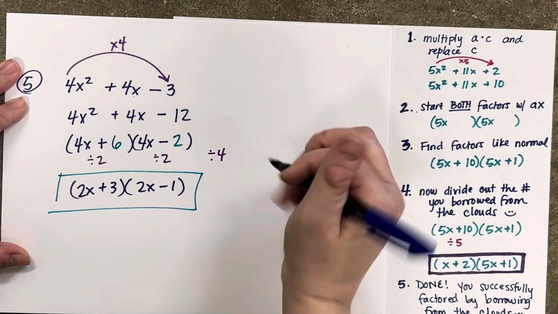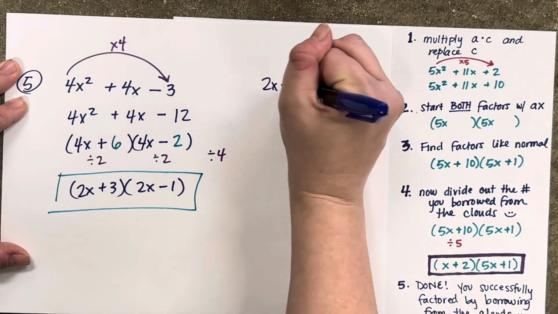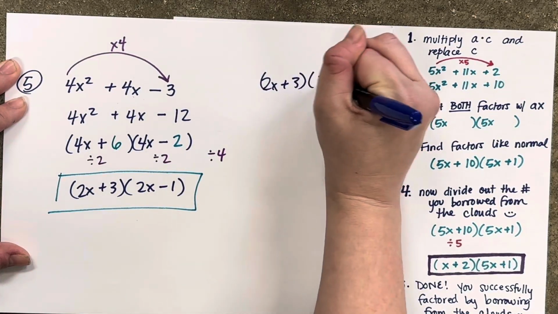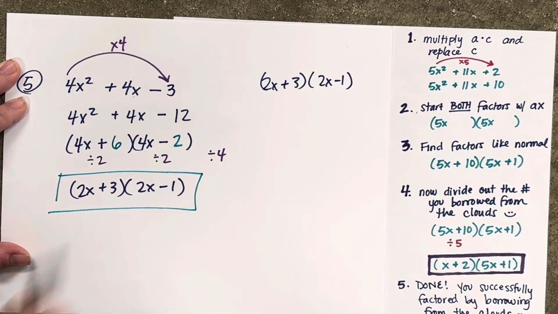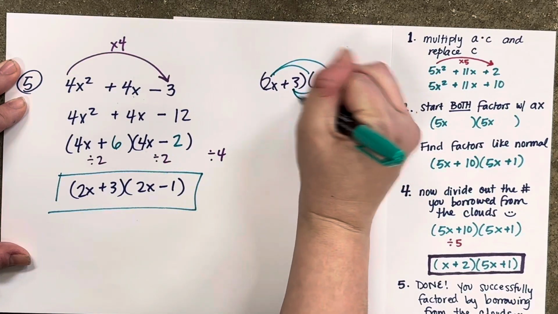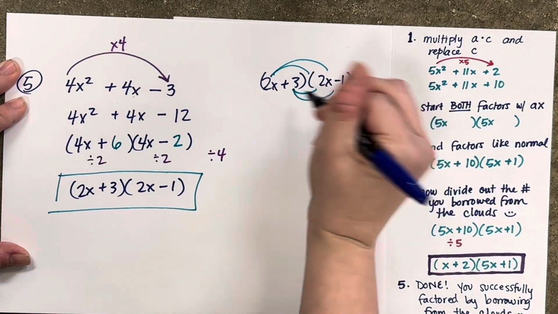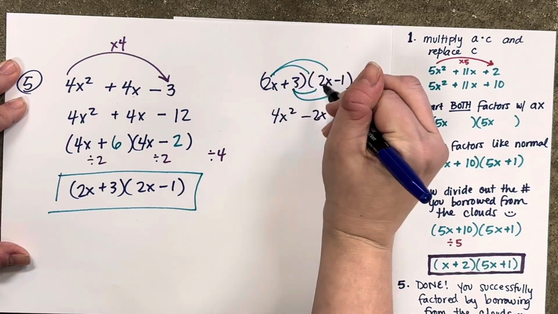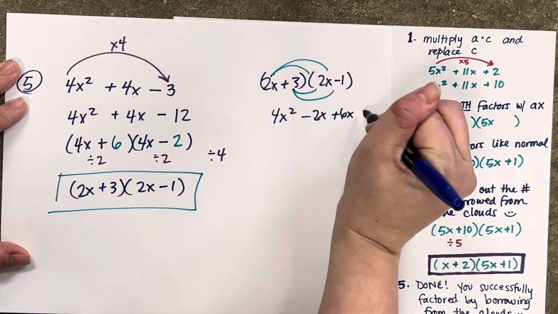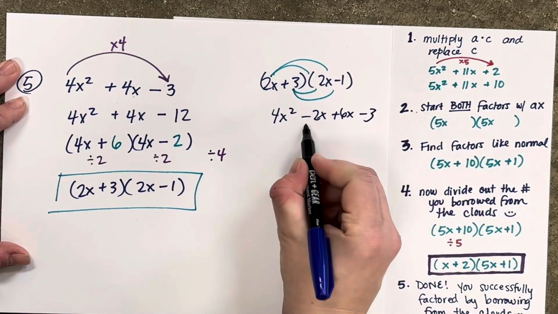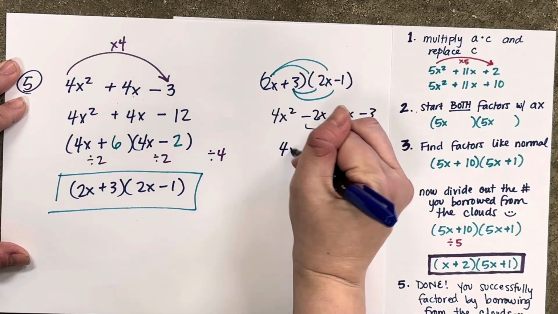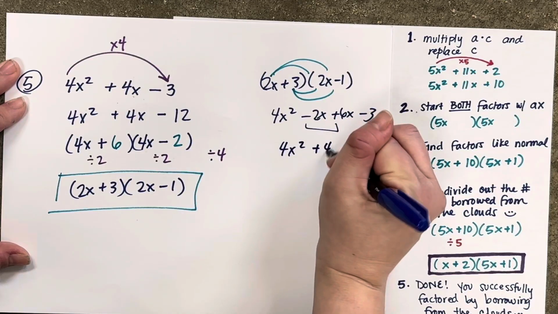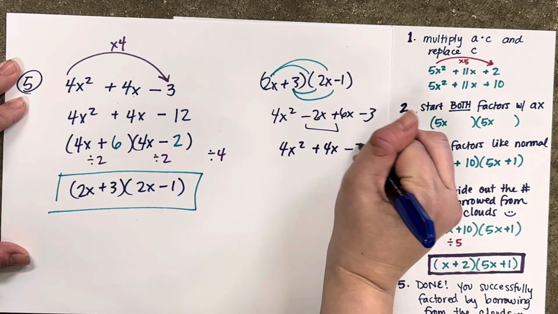Okay, should we FOIL it out? 2x plus 3 times 2x minus 1. First, outside, inside, last: 4x squared minus 2x plus 6x minus 3. Combine like terms, and you do, in fact, get what you started with, 4x squared plus 4x minus 3.